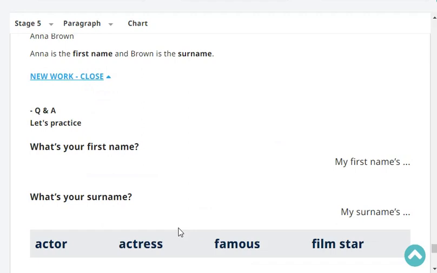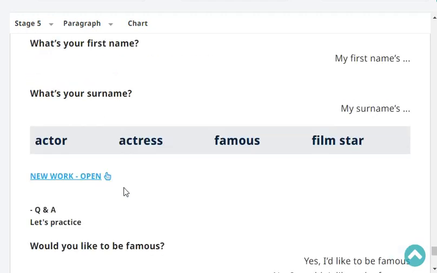Okay, so let's practice. What's his name? His name's Jack. Jack Brown. What's his surname? His surname is Brown. Very good.